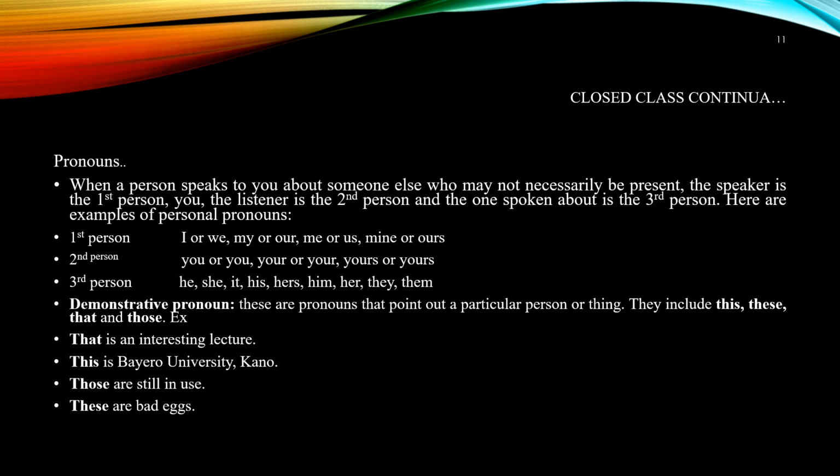Then the next category or classification of pronoun is what we call demonstrative pronoun. These are pronouns that point out a particular person or thing. They include this, the singular, and then these, the plural, this, that, and maybe those. Example: that is an interesting lecture. This is Bayero University, Kano. Those are still in use. These are bad eggs. So the words that, this, those, and these in these sentences are what we call demonstrative pronouns. That is why they are so called, as the name implies.